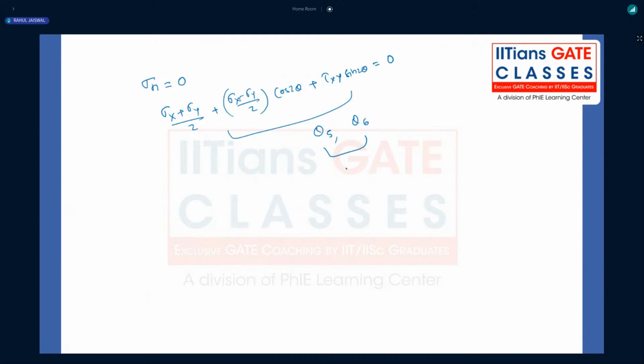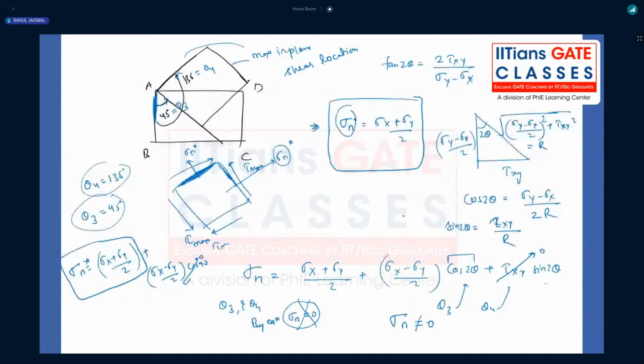Those values are saying the location of the pure shear plane. Pure shear means there will not be any normal stress. That is theta 5 and theta 6. That is not theta 3 and theta 4. Is that clear, all of you? What is the meaning of pure shear plane? What is the in-plane shear plane? That is the in-plane maximum shear stress value. Tell me, guys. Yes or no?